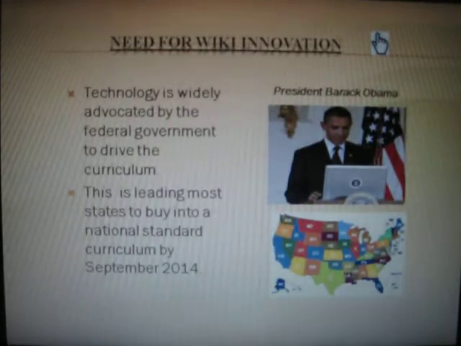The federal government has emphasized the need for innovative technology in school. By 2020, America will once again have the highest proportion of college graduates in the world. President Barack Obama addressed Congress on February 24, 2009.